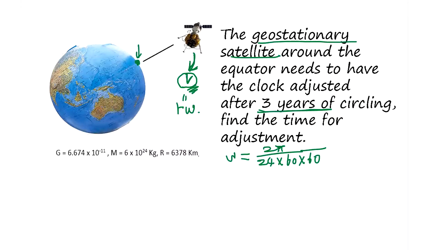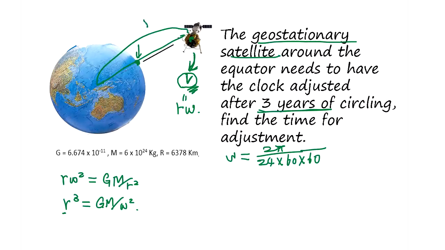So the R omega square is the acceleration for the satellite, equal to GM over R square. Okay, so R cubed is going to be GM over omega square, right? So that's the height of the satellite.